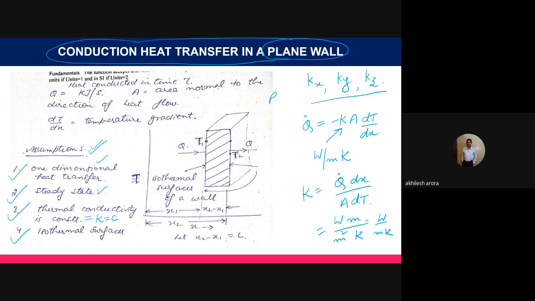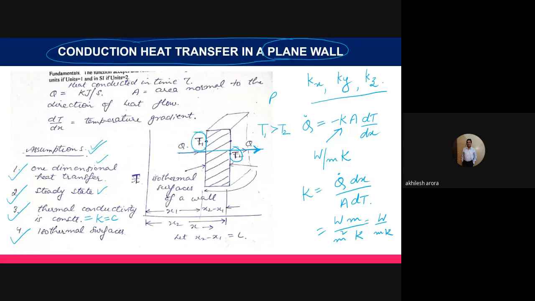And we have isothermal surfaces. Isothermal surface means if I am considering a plane wall or a slab, the left face is at temperature T1 and the right face is at temperature T2. And because temperature T1 is greater than temperature T2, heat will flow in a direction which is perpendicular to the wall surface. Okay, so this is the direction of the heat transfer.